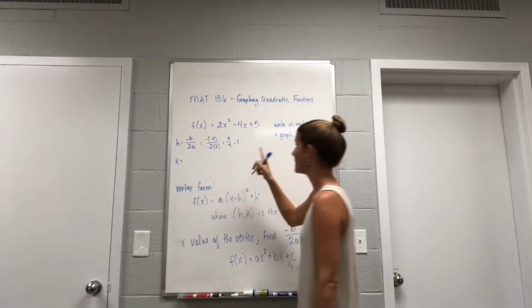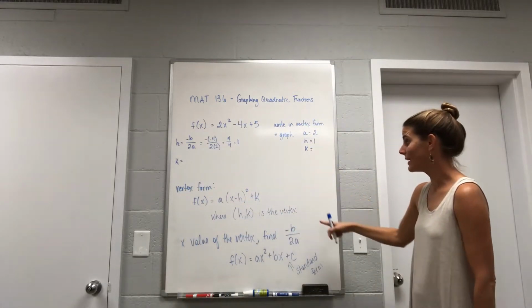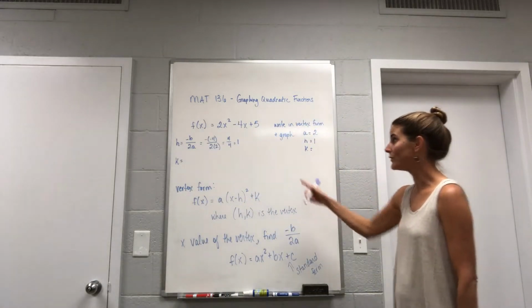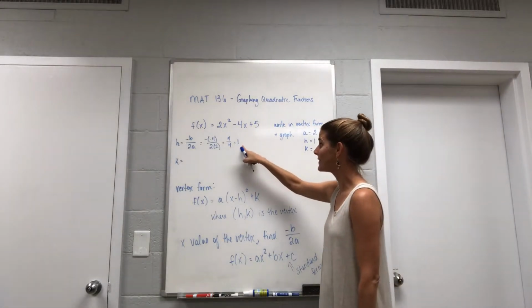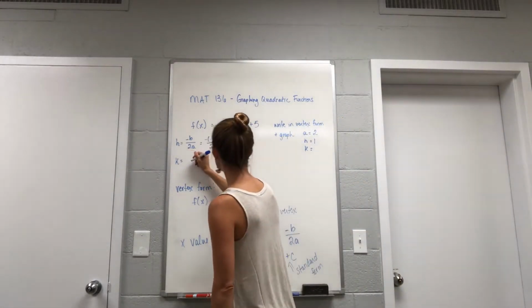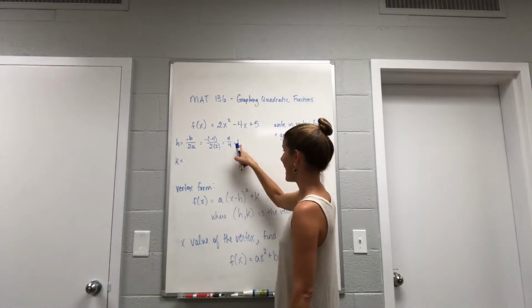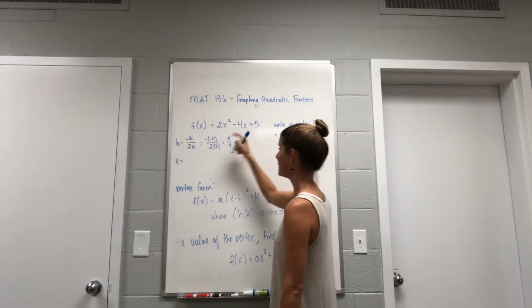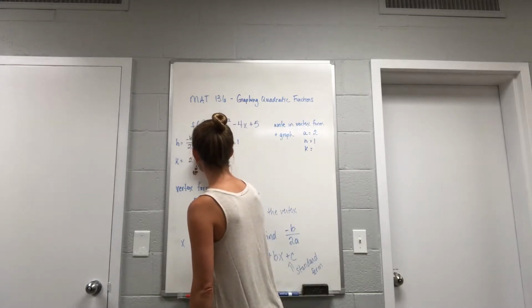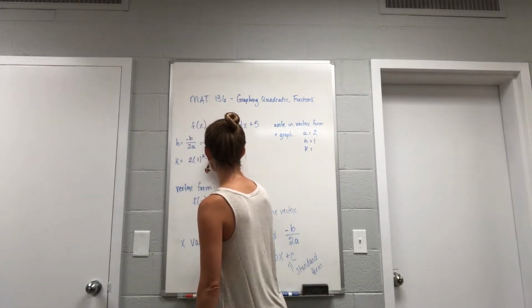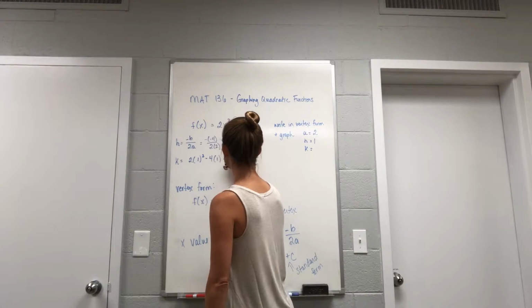Then my k is just going to be the corresponding value, like the corresponding y value. So if you go back up here and take this h, it's the corresponding value for this h of 1. So we take that 1 and plug it in here, and we're going to get 2 times 1 squared minus 4 times 1 plus 5.